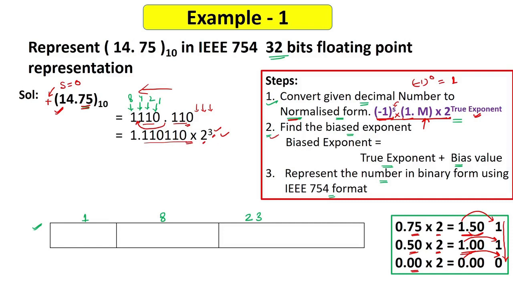Now the next step is to find the biased exponent. As the formula says, the biased exponent is the true exponent plus the bias value. So this is the exponent, right? And we have to add this to the bias value. So you know, in 32-bit floating point representation, what was the bias value?